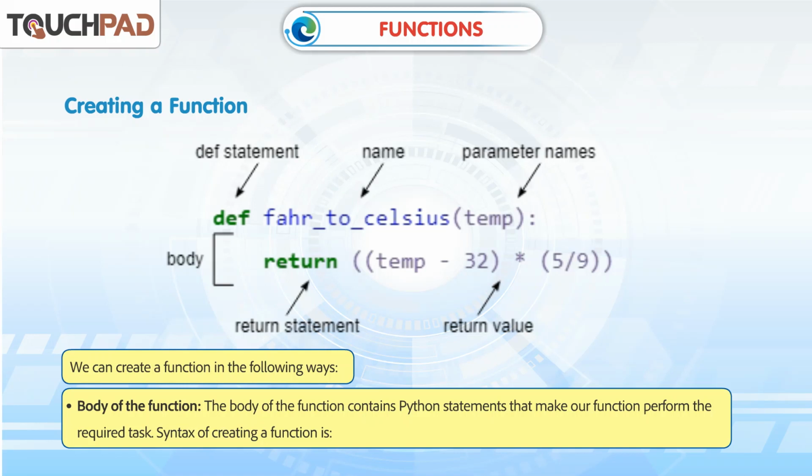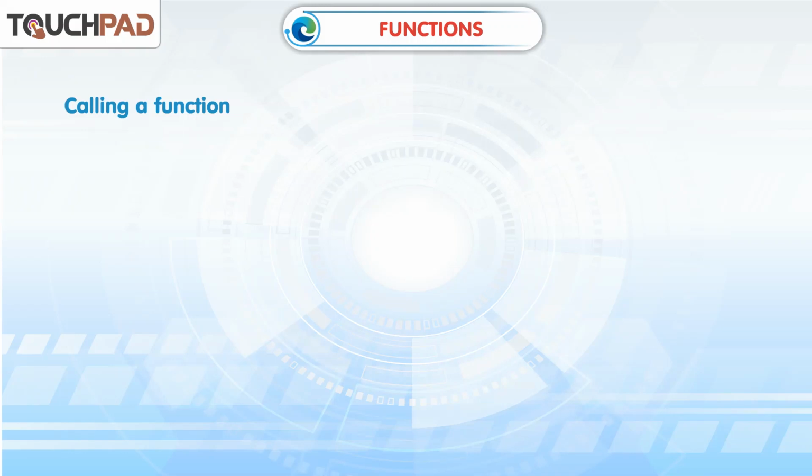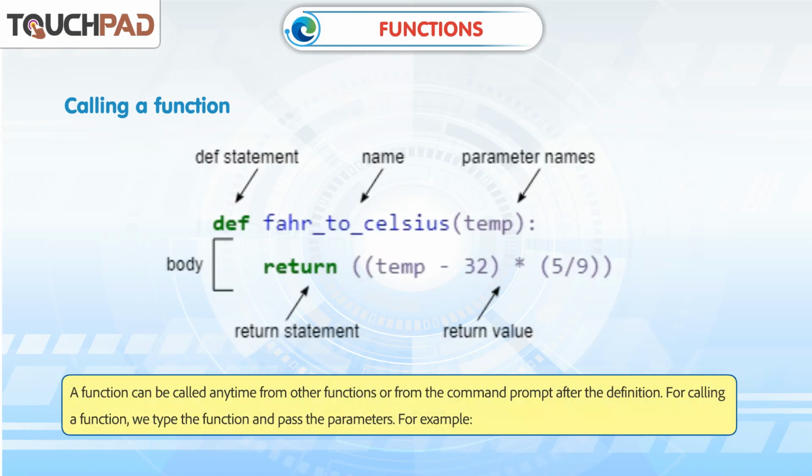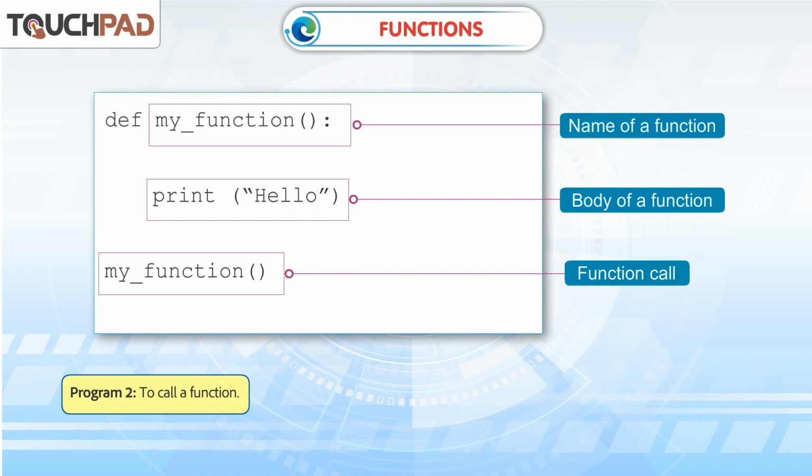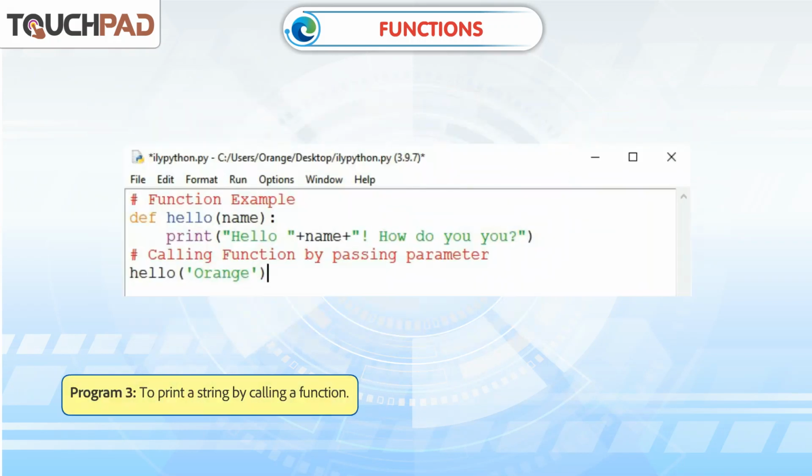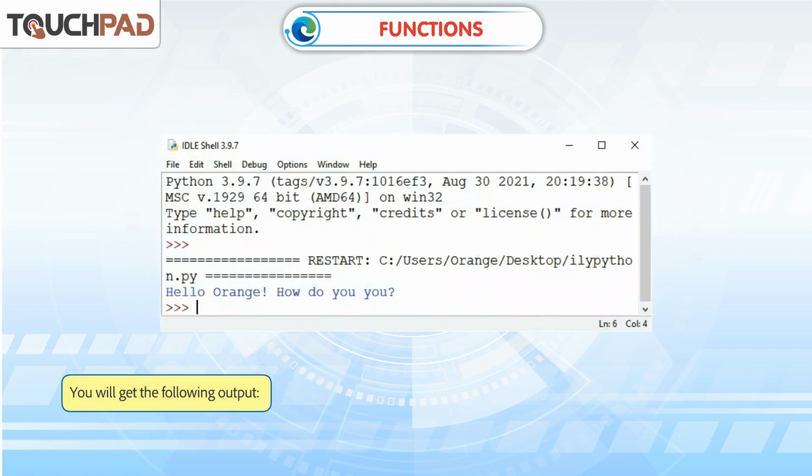Syntax of creating a function. Calling a function. A function can be called anytime from other functions or from the command prompt after the definition. For calling a function, we type the function name and pass the parameters. For example, program 2 to call a function: name of a function, body of a function, function call. Program 3 to print a string by calling a function. You will get the following output.